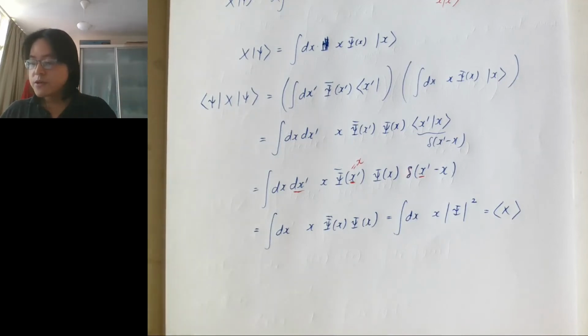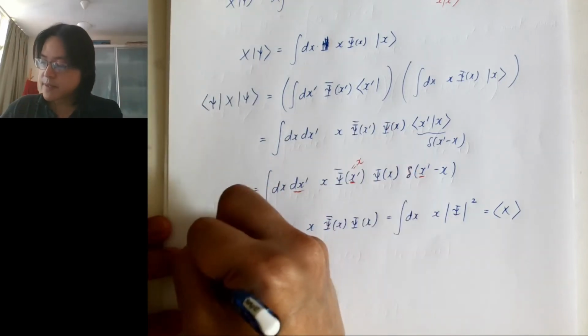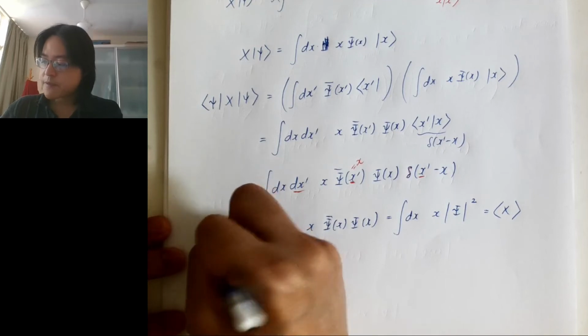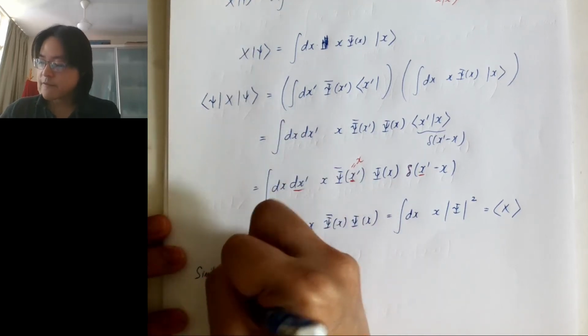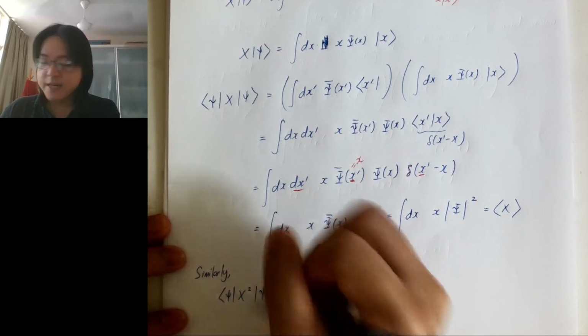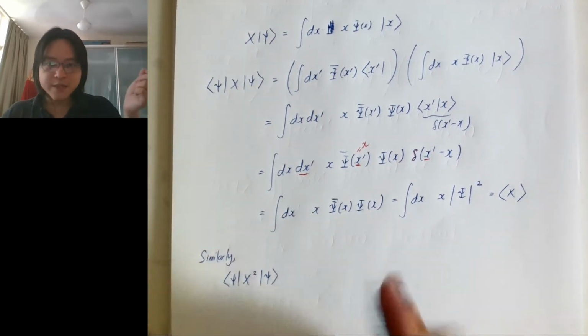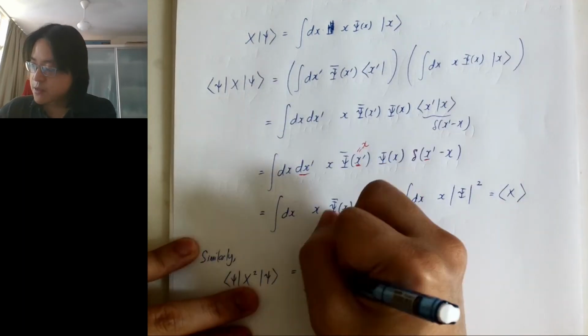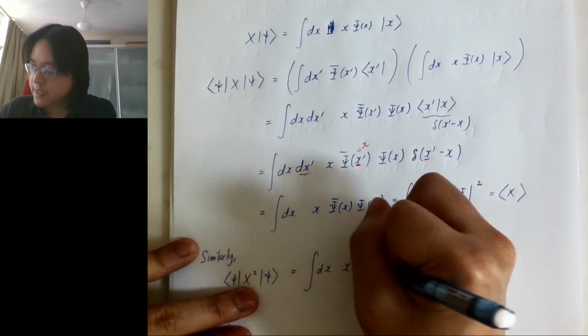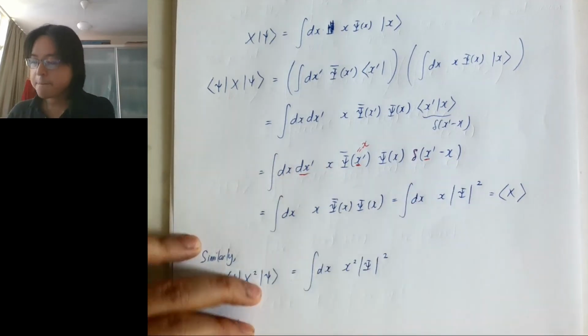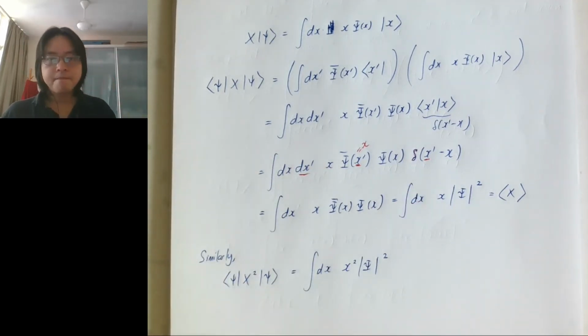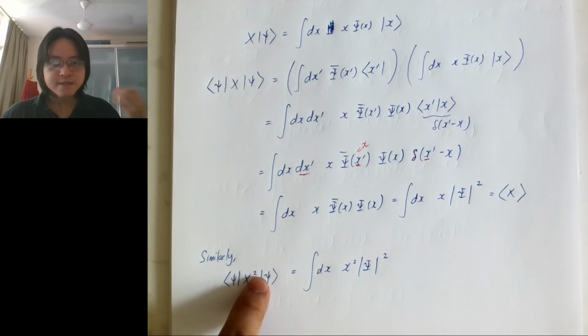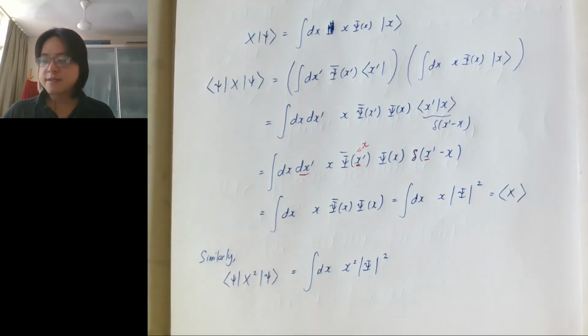You can do the same thing for the expected value of x squared, and I believe in probability this is called the second moment of the probability. You can derive this in the same way. You should try it yourself. You will get x squared and then the absolute value of psi squared. That is how you calculate the second moment of the probability.